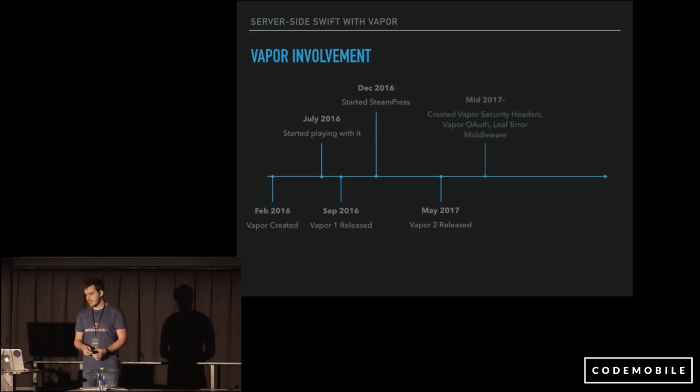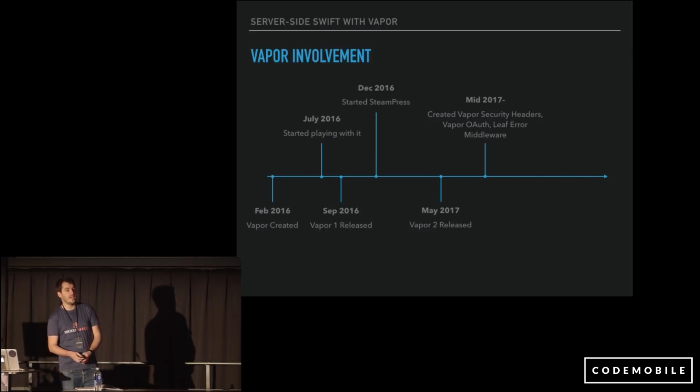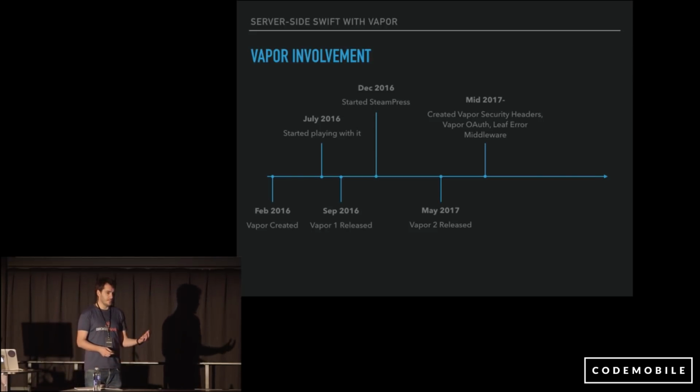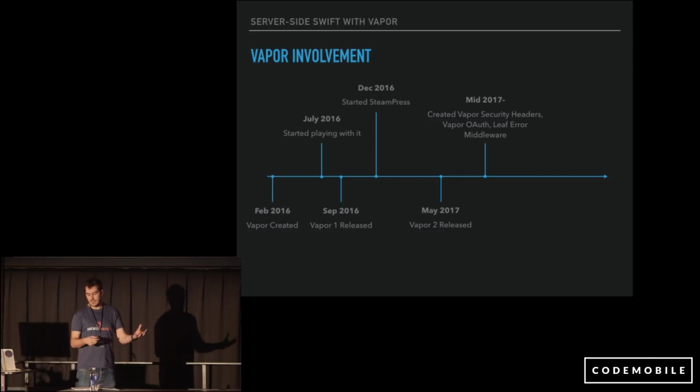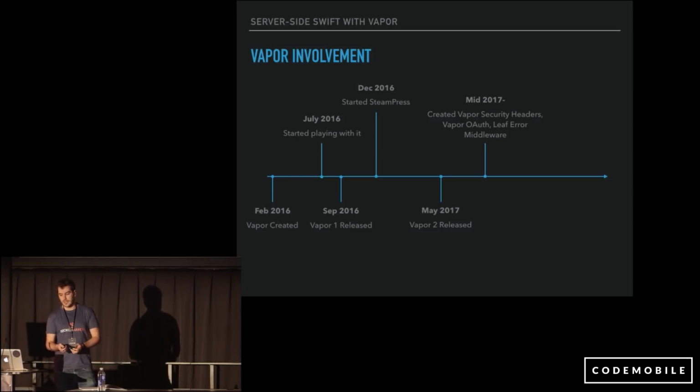And then I spent the rest of the year writing a load of different other frameworks for Vapor, including Vapor security headers. So these add common security headers to your server applications, such as CSP and HSTS. I've got quite a background in mobile security, so that's how I came about them. Vapor OAuth for doing OAuth delegation with Vapor, and Leaf Error middleware for doing custom 404 pages.